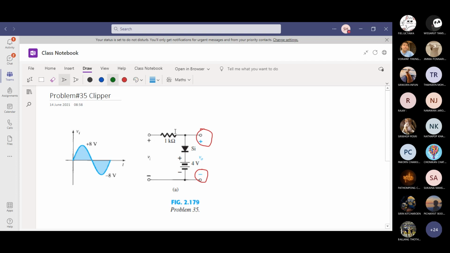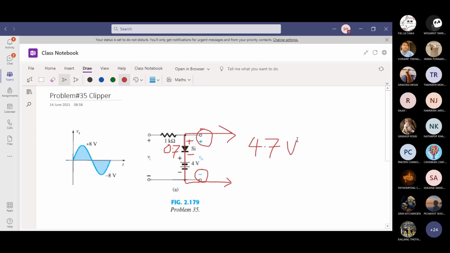The diode is on. Once the diode is on, you're going to get a voltage of 0.7 volt, with the polarity like this, plus minus, which means this branch is active, and then you have a battery plus minus 4. When you are sensing the output voltage, you're going to get the total voltage 4.7 volts for the positive half cycle.